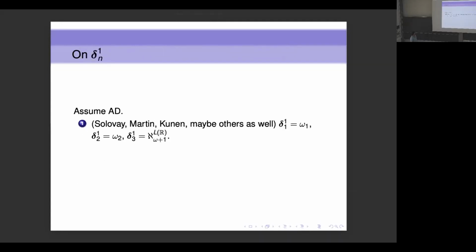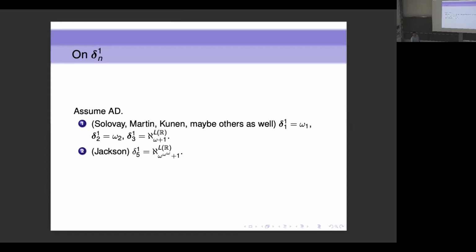If you go back in the Cabal volumes, you'll see that they were trying to calculate what these deltas are. It's pretty easy to show that delta 1, 1 is omega 1. I guess not that easy, but you can still do it. Delta 1, 2 is omega 2. Then if you do more work, you'll get delta 1, 3 is Aleph omega plus 1. Then there was a big open problem what delta 1, 5 is, and that was resolved by Jackson.